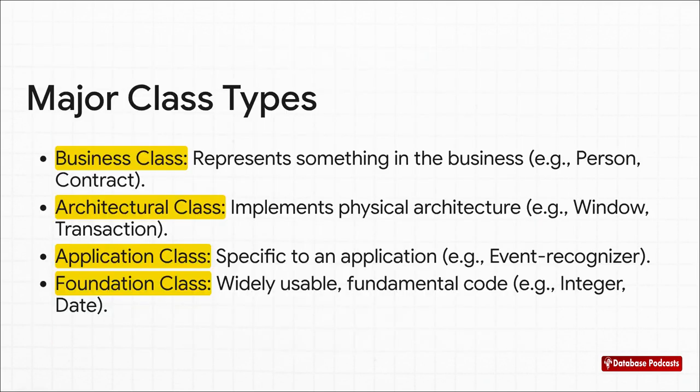And not all classes are created equal. A business class is the one we usually think of. It represents a real-world thing, like a person or a contract. But you also have architectural classes that do technical jobs, like managing a database transaction. Then there are application classes, which are super specific to one program. And finally, foundation classes are those reusable basic bits of code that handle things like dates or numbers.